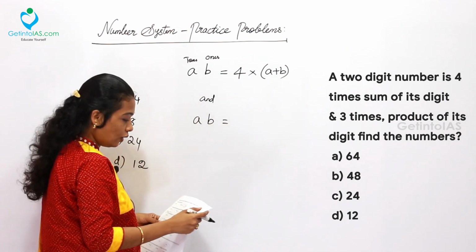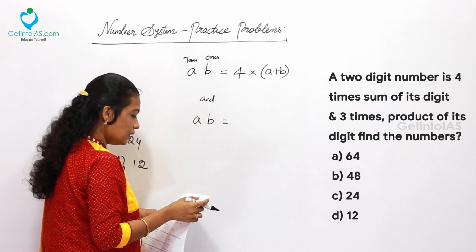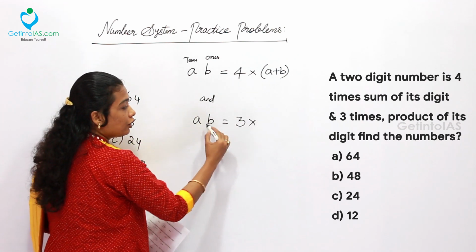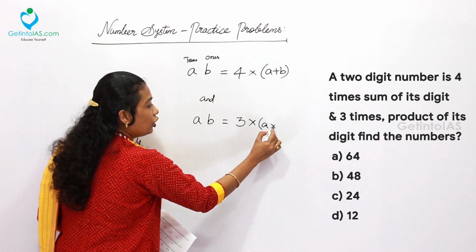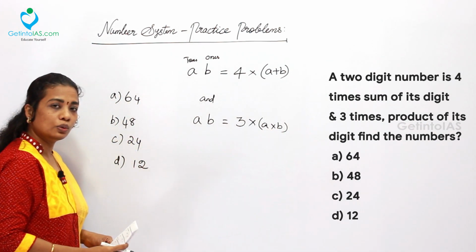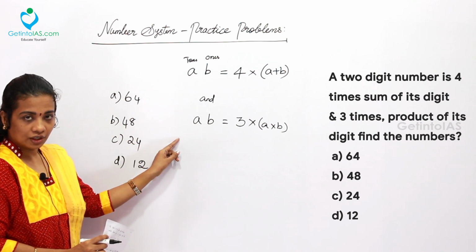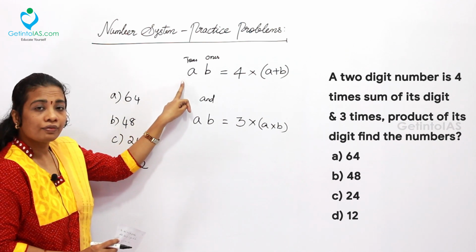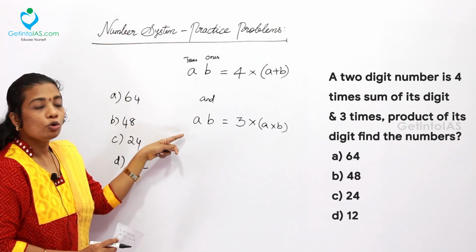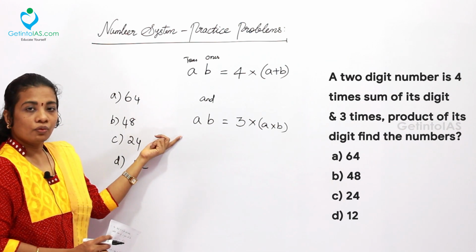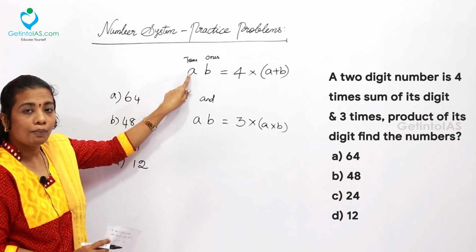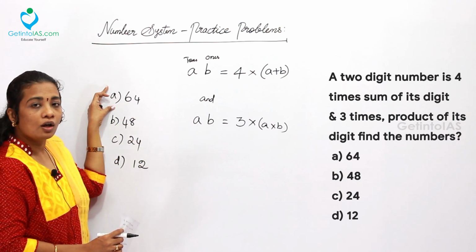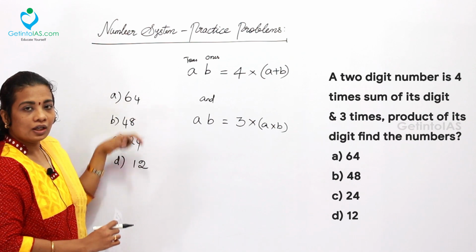And it is clearly stated this number AB is also equal to 3 times the product of its digits, which means 3 into the product of the digits, that is A into B. Let's make these two conditions satisfied, then that number will become the correct answer. If any one of the conditions is wrong, you need not go with the second condition. Why? Because both the conditions are to be satisfied, then only the number is the correct one.